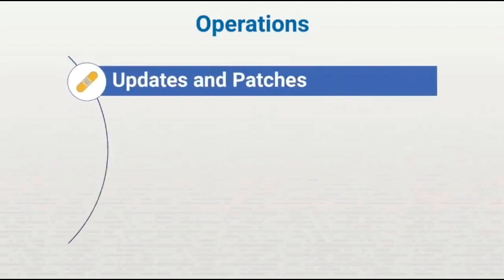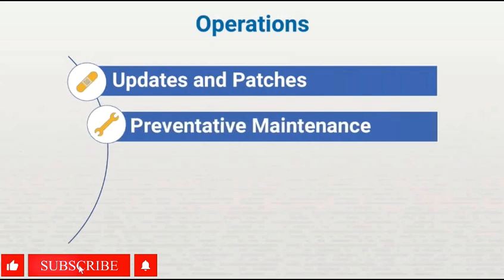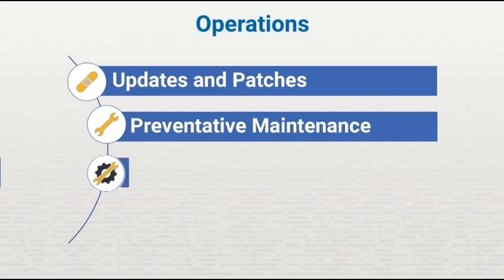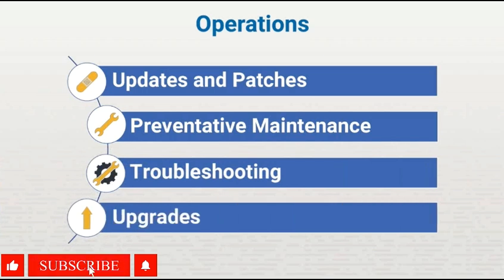First, you'll want to apply and record any relevant updates or patches. You'll also want to perform preventative maintenance, such as installing uninterruptible power supplies to reduce the potential for damage. You should also troubleshoot any problems that occur and record any needed upgrades. This might include updating a hard drive, adding memory, or replacing a malfunctioning network interface.